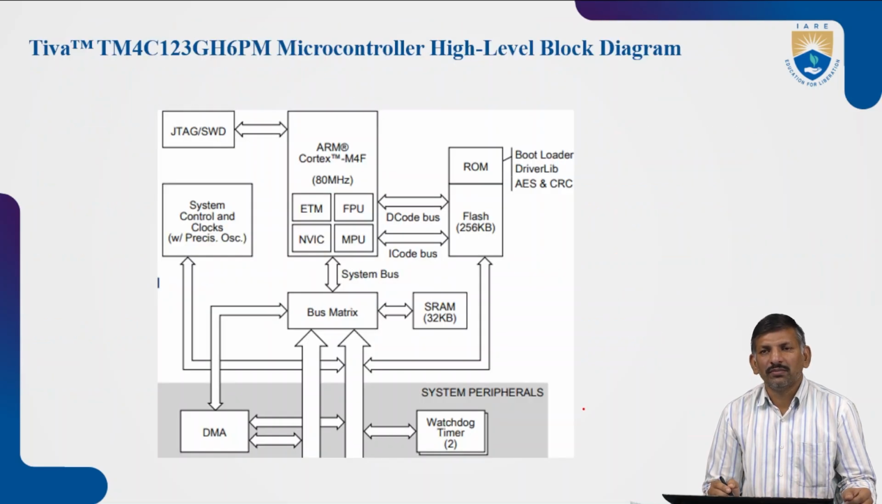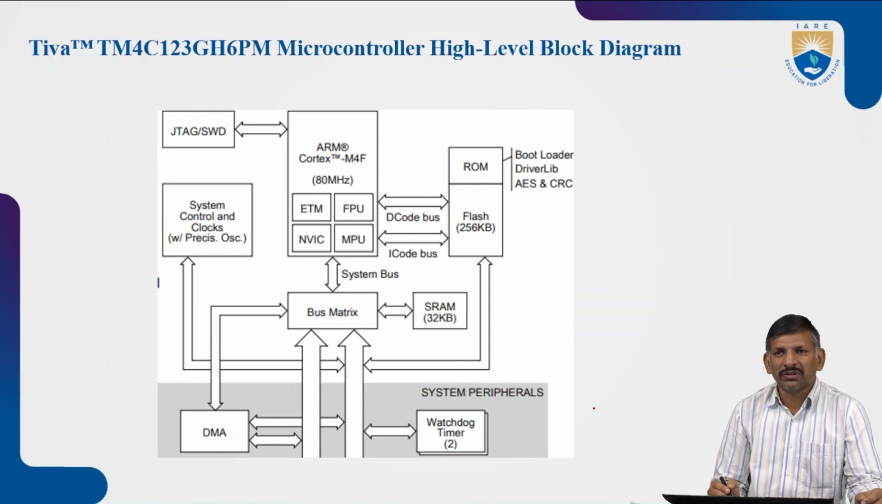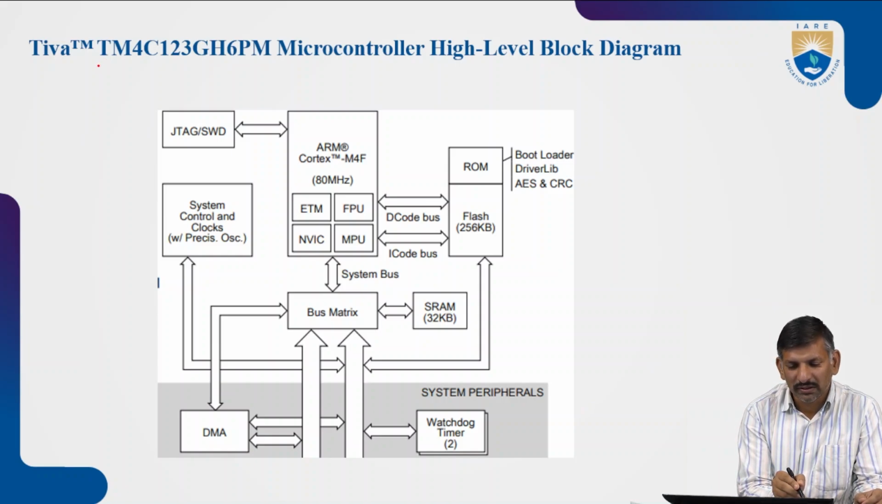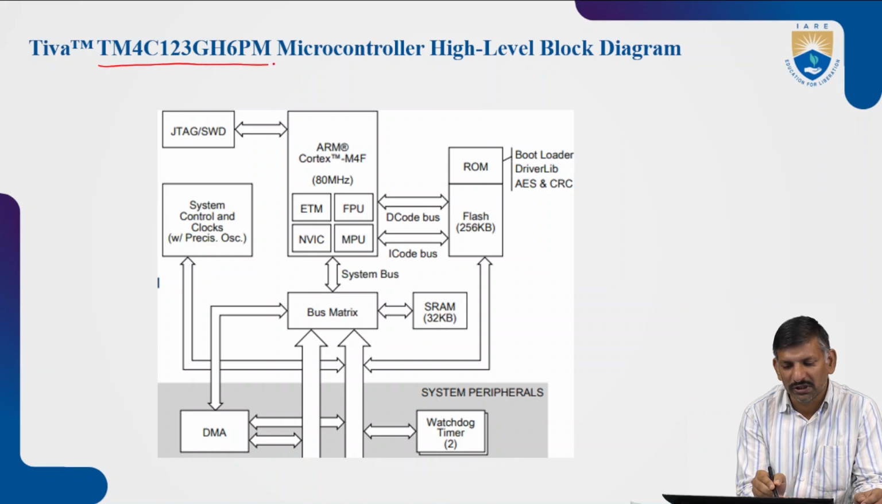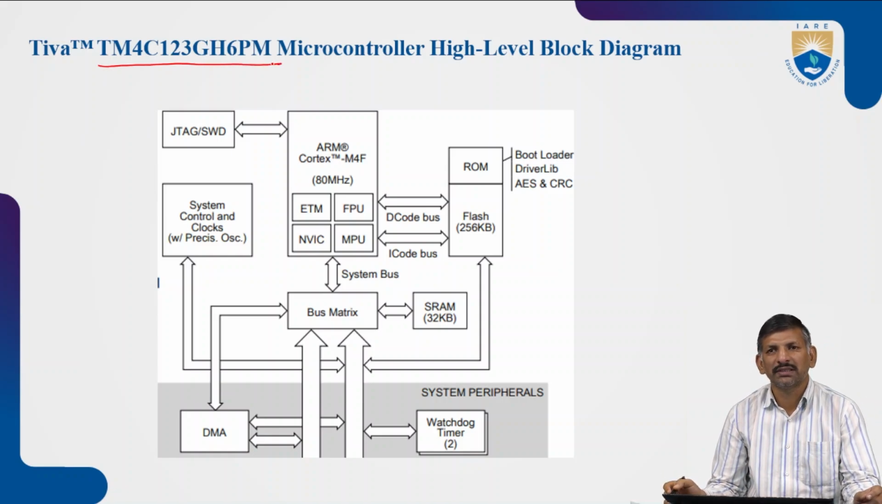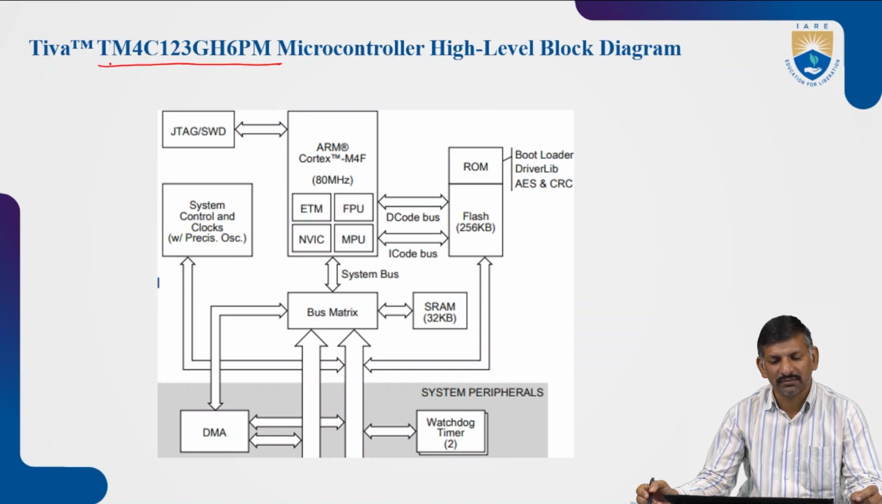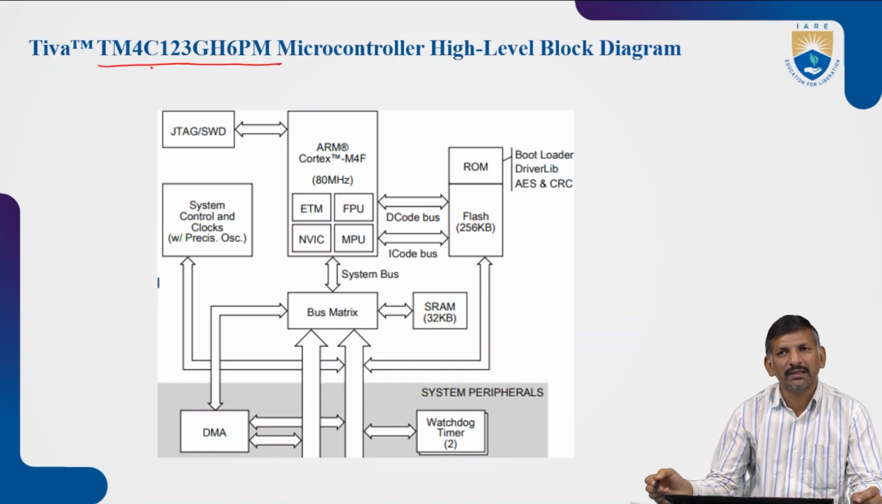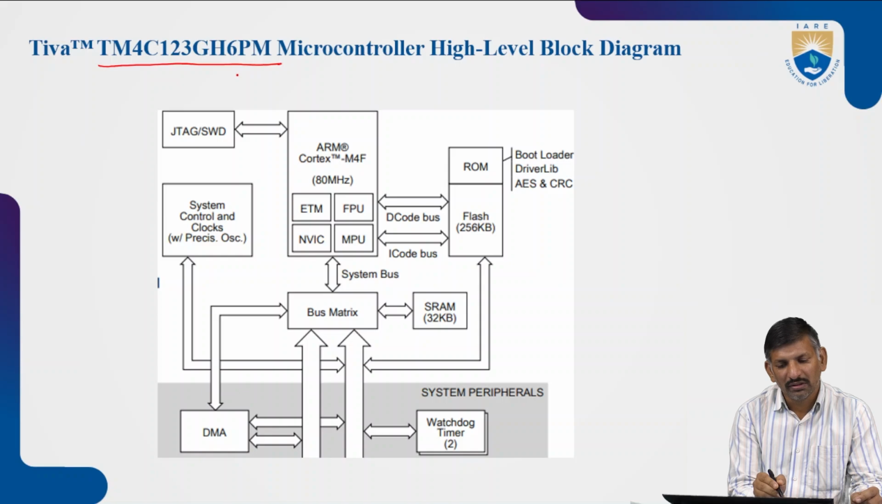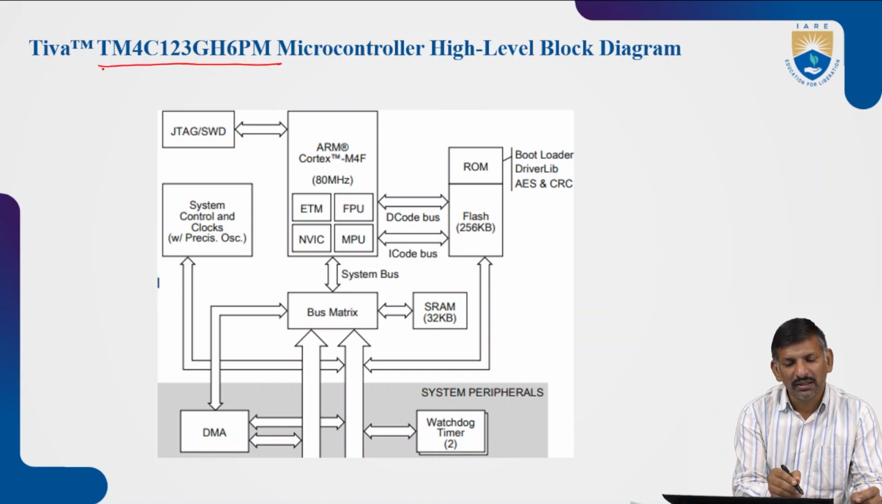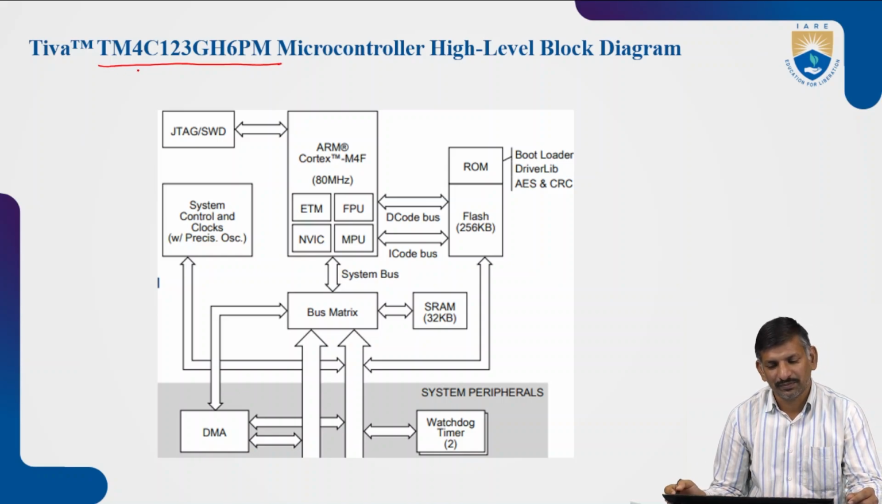So this is a particular ARM processor architecture. That model number is Tiva series TM4C123GH6PM. So TM indicates Texas Instruments, 4C indicates the series. Okay. So 1, 2, 3 indicate the corresponding memory capacities. So like that, each part has a particular meaning in this model number.